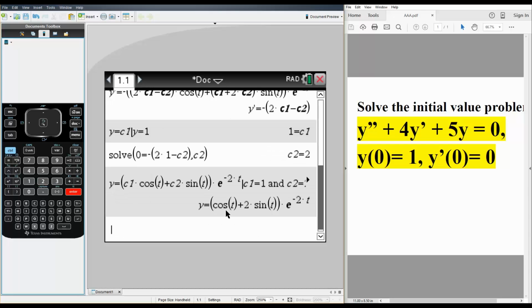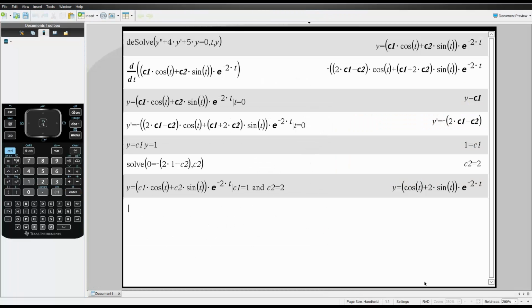Simply hit enter, and this is our final answer. And if you missed a step, this is the full thing that we had. And that's all we need to do.